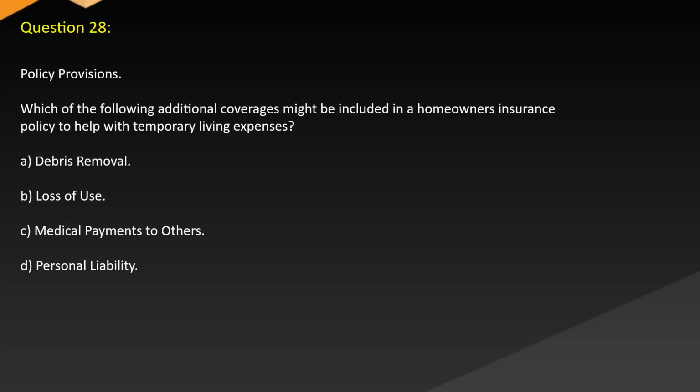Question 28. Policy provisions. Which of the following additional coverages might be included in a homeowner's insurance policy to help with temporary living expenses? A. Debris removal. B. Loss of use. C. Medical payments to others. D. Personal liability.